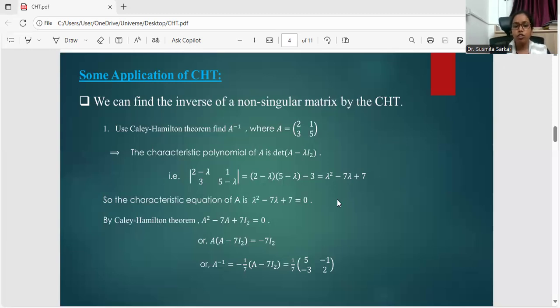Now from Cayley-Hamilton theorem we know that every square matrix satisfies its characteristic equation, that is A square minus 7A plus 7 I2 is equal to 0. Here 0 is the zero matrix of order 2 by 2, and after calculation we get A inverse equal to minus 1 by 7 (A minus 7 I2), and now putting the values of A and I2 we get A inverse equal to 1 by 7 times the 2 by 2 matrix [5, minus 1; minus 3, 2].